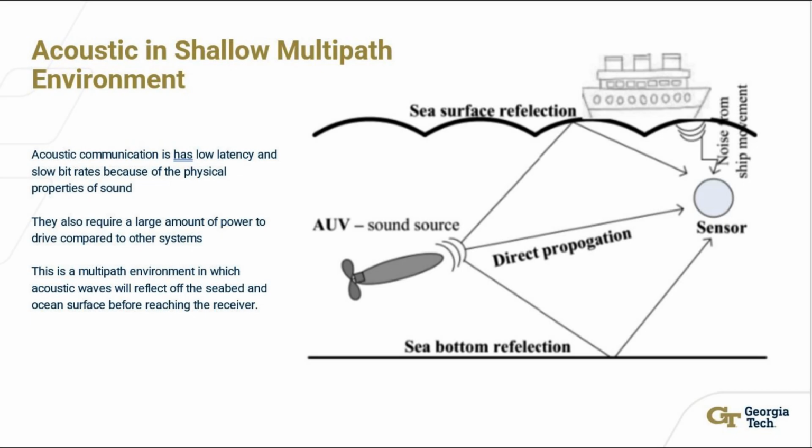Going into the acoustics in shallow multipath environments, you can see that acoustic communication has relatively low latency and slow bit rates because of the physical properties of sound, so it makes it really difficult for the sound waves to propagate, and you'll see a reflection from the Earth's surface as well as some bottom reflection. So in large distances, it can be difficult to reach the sensor, and it also requires a lot of power to drive compared to other systems. So this multi-path environment with acoustic waves will end up reflecting everywhere and can be difficult for reaching the receiver.